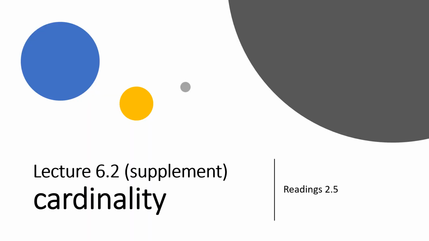Hello, this is a supplemental video that describes the notion of cardinality. In simple terms, cardinality is the number of elements in a set. This can easily be established by just counting the number of elements in a set if the set is finite. However, it is impossible to count an infinite set, such as natural numbers.